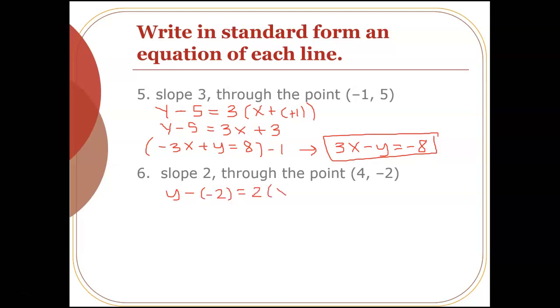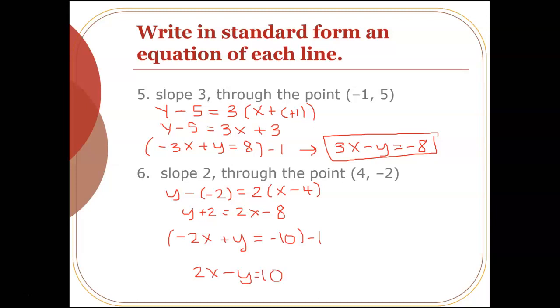Once again, plugging in your slope and your x and y values, we get y minus a negative 2 equals 2 times x minus 4, which becomes y plus 2 equals 2x minus 8, or negative 2x plus y equals negative 10. Times them by negative 1, you get 2x minus y equals 10. Because again, in standard form, A has to be positive, no fractions, and we are set.